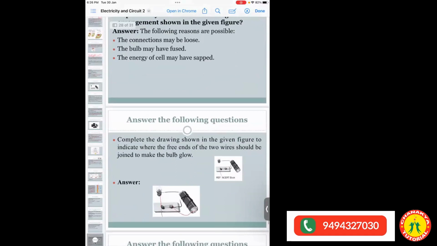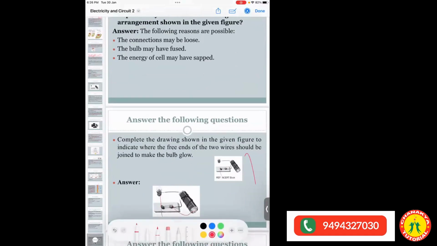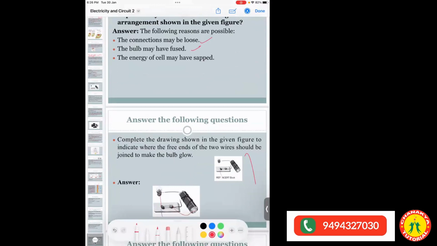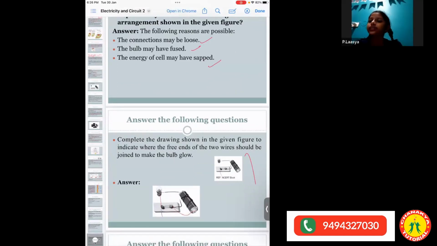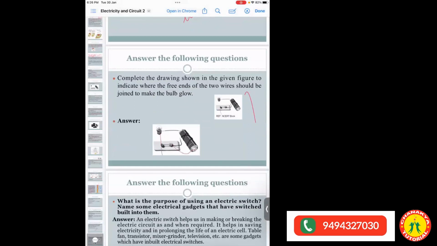Now the question: explain why the bulb will not glow in the arrangement shown in the given figure. They have shown this figure, and here the current flow will not be there because the connection may be loose, the bulb may have fused, or the energy of the cell may have sapped. Sapped means used; whatever amount of chemical was present might have been used up.